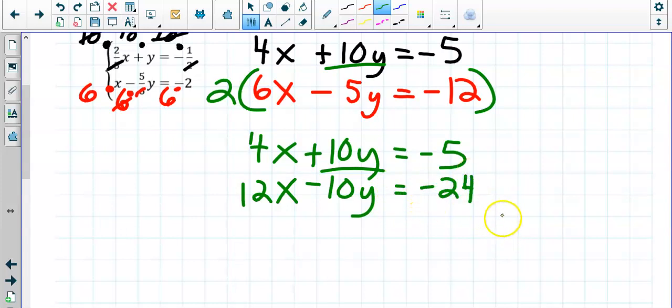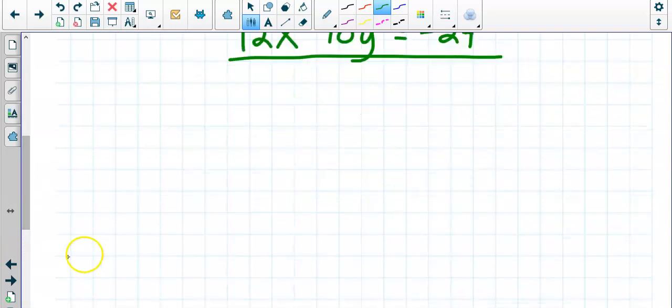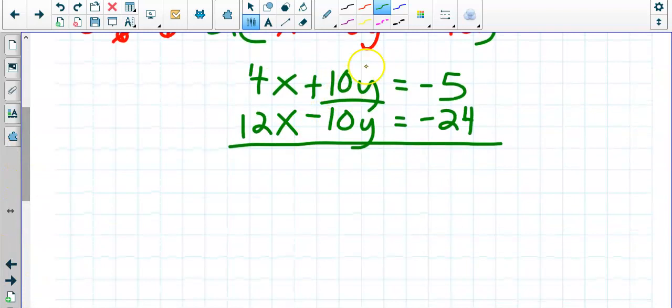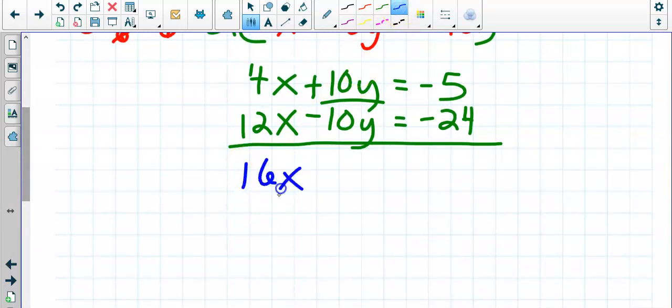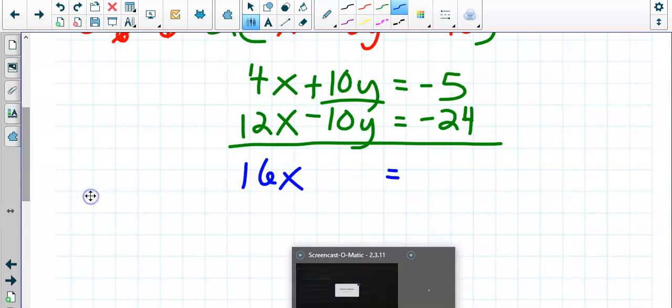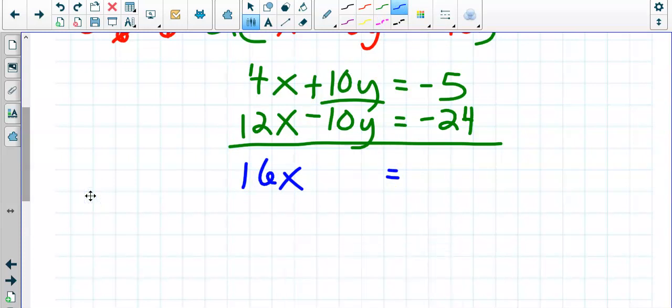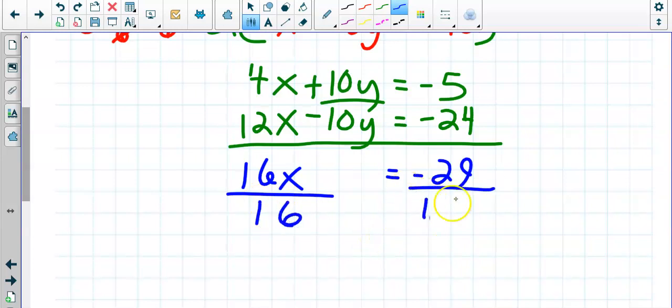Okay. And what are we going to do now? Add down. So what's 4x plus 12x? So 16x. We know the y's are gone. What's negative 5 minus 24? Negative 29. Okay. Now what? Divide by 16, divide by 16.